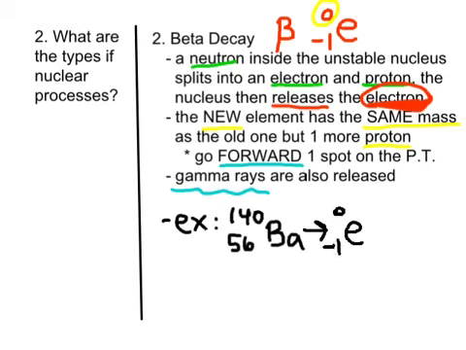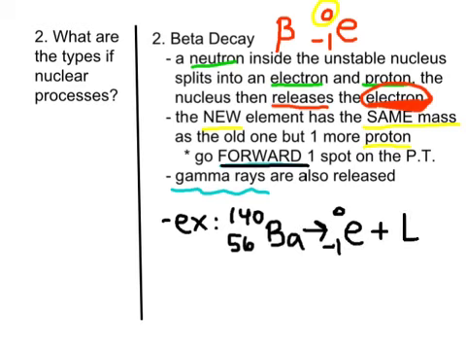Okay, so we have no mass electron that is opposite of a proton. So we get the e with the 0 mass and the -1 on the bottom. All right, so if we take a look at the periodic table, again, remember we're going forward 1 spot on the periodic table.